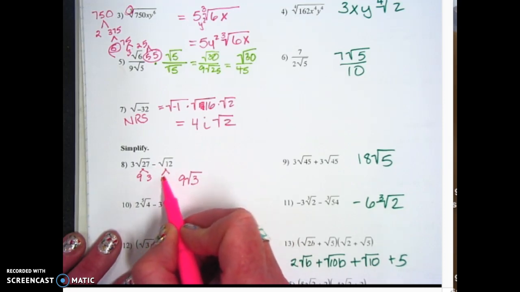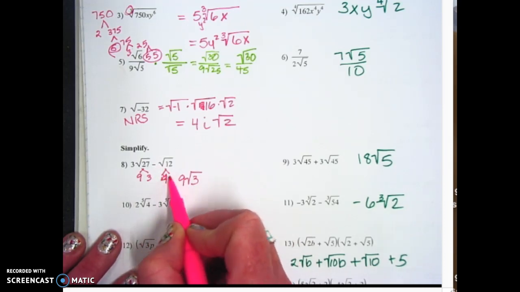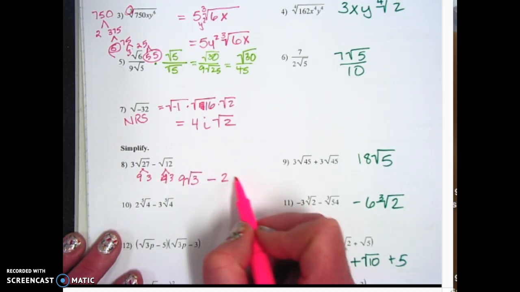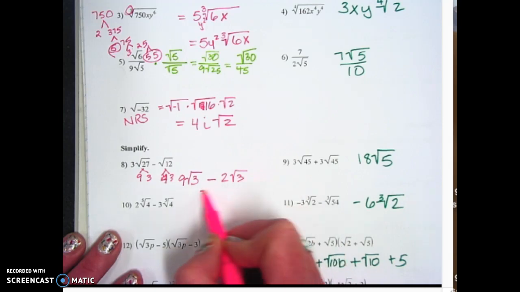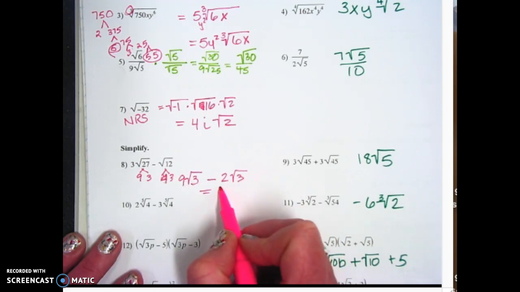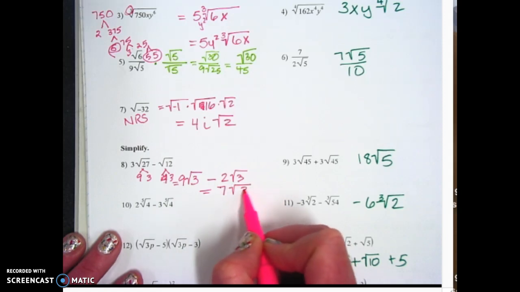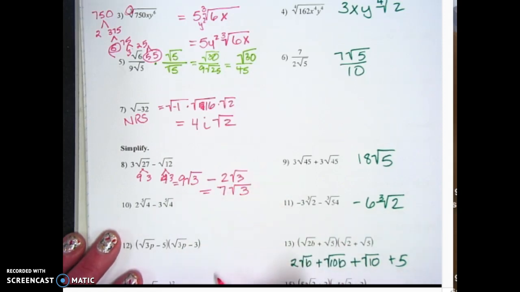And 12 is going to be 4 times 3. Square root of 4 is 2, and the 3 stays under. So 9 rad 3 minus 2 rad 3. Now we can combine them because now they're like terms, and we have 7 rad 3. Jumping down to number 10.